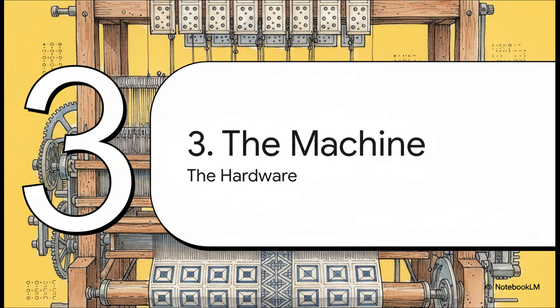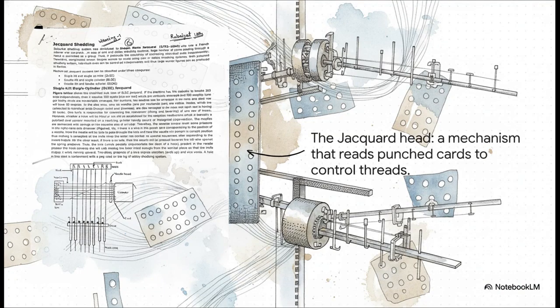Okay, so we have the software, the punched cards. Now let's talk about the hardware. How does the machine actually take those little holes and translate them into a woven pattern? All right, so this diagram shows you all the key parts of what they called the Jacquard head. This whole mechanism sat right on top of a standard loom.